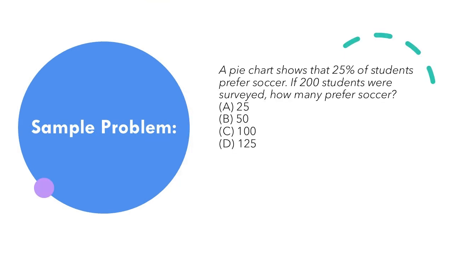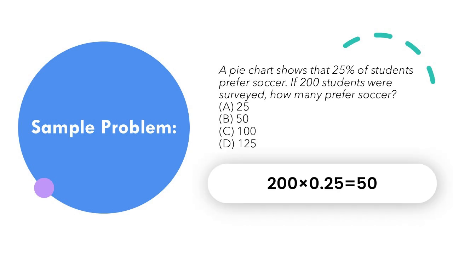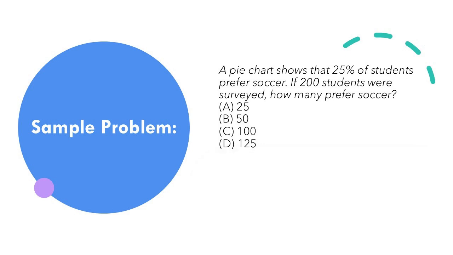Example problem. A pie chart shows that 25% of students prefer soccer. If 200 students were surveyed, how many prefer soccer? A. 25. B. 50. C. 100. D. 125. We find 25% of 200 by multiplying. 200 times 0.25 is equal to 50. So the correct answer is B.